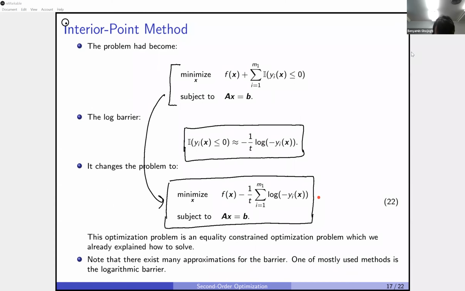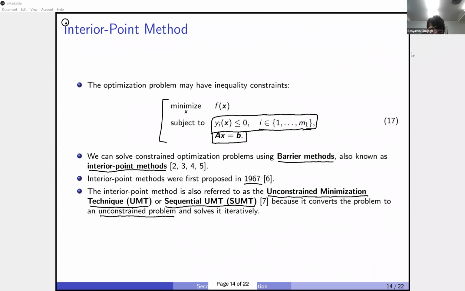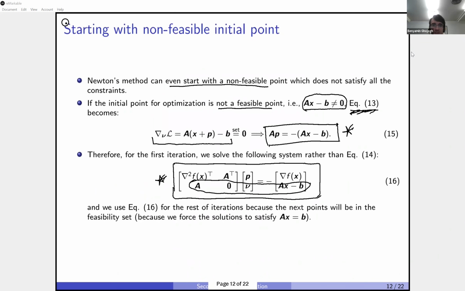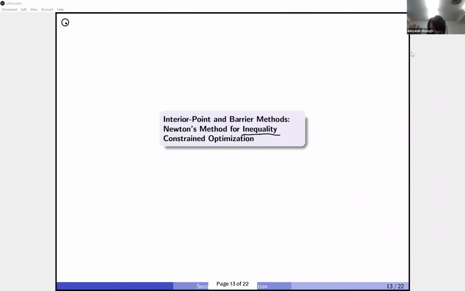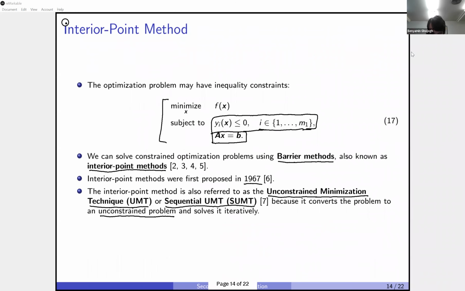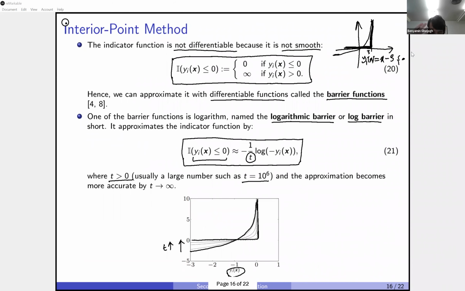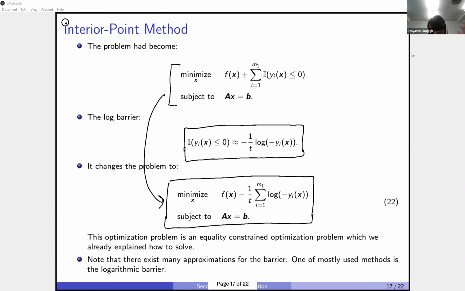This is a constraint optimization problem with only equality constraints. Then how can we solve it? We solve it in the same way that we solved the Newton's method with equality constraints. We talked about it here in this section. Therefore, we converted it to a problem which we know how to solve using a system of equations. Maybe we use Cholesky decomposition, all of those techniques to make it faster.